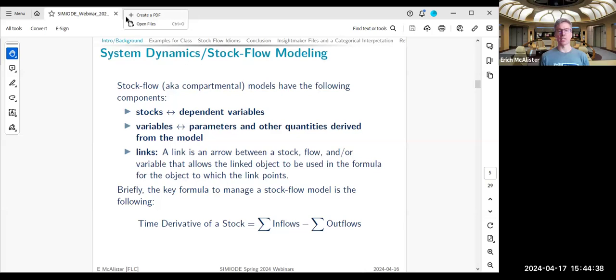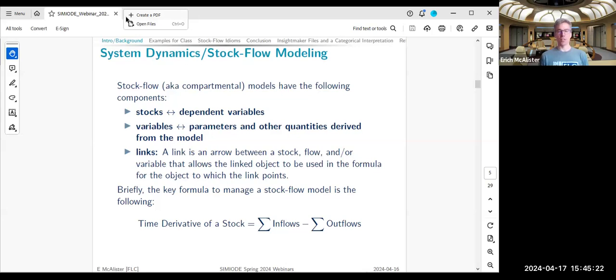And then there are these things called links that are pointers between stocks and flows and variables that allow you to use equations. Links are a little bit of a graph theoretic or category theoretic construct. We'll see how they work when we start working through actual Insightmaker examples. The big formula, and this is the time derivative equals the sum of the inflows minus the sum of the outflows. This is something that you probably would tell every differential equations class you ever teach.